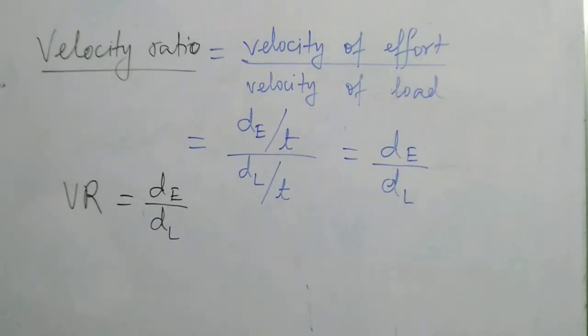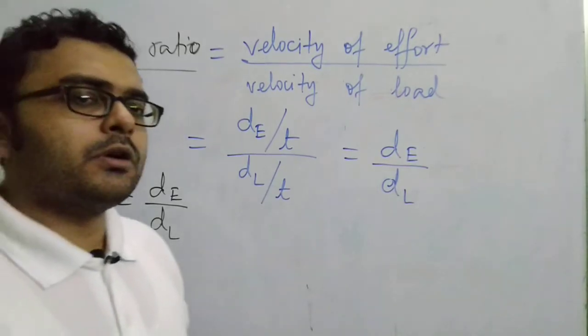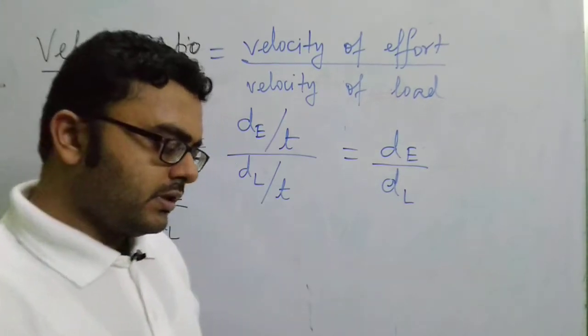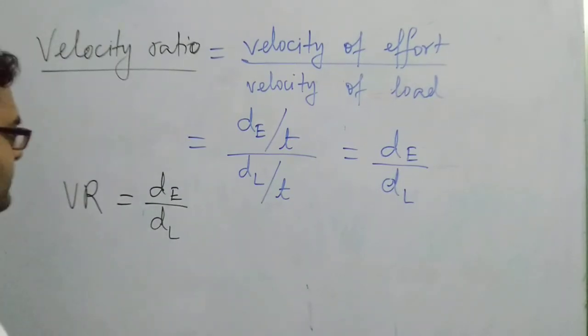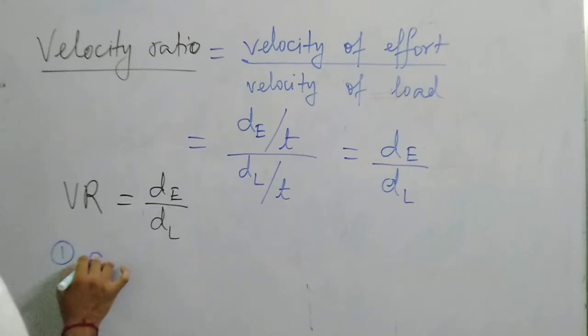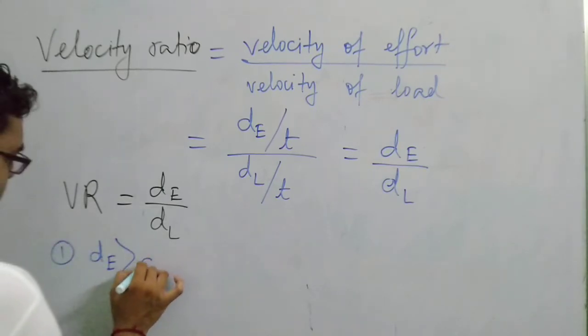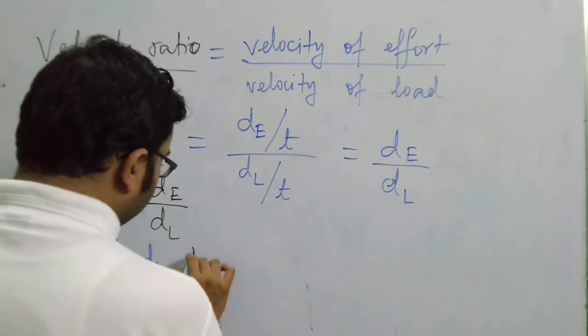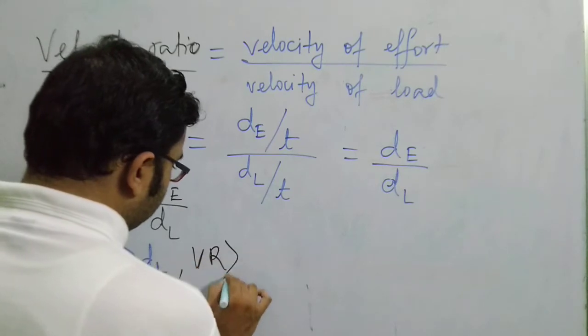Okay. So as we have seen, mechanical advantage can have three values: greater than 1, less than 1, equal to 1. Similarly, velocity ratio can also have three values: greater than 1, less than 1, and equal to 1. You can obviously understand, if the distance moved by the effort within a certain span of time is greater than the distance moved by the load, then the velocity ratio will be greater than 1. So the first condition is that dE is greater than dl, in that case we can say that the velocity ratio is greater than 1.